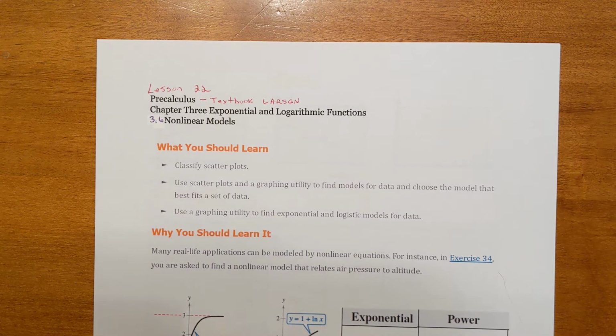We are on nonlinear models, which is the last lesson of chapter 3, which covered exponential and logarithmic functions. So this is chapter 3, section 6 for us. What we're going to do is talk about scatter plots, classifying them, using scatter plots and a graph utility to find models for data and choose the model that best fits a set of data. Use a graphing utility to find exponential and logarithmic models for data.